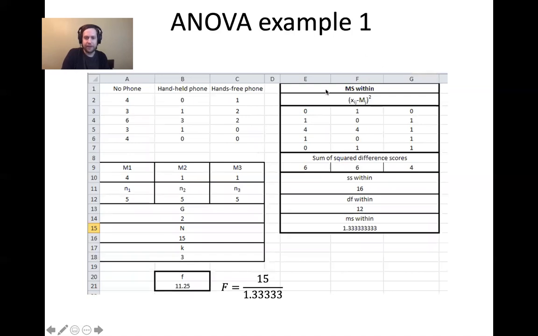So here's the MS within. We have, once again, a bunch of different scores right here. We add those together to get a sum of squares within. We do some math, and we get our MS within equals 1.3 repeating, which is right here. We plug that in, and when we divide 15 by 1.3 repeating, we get, once again, 11.25.